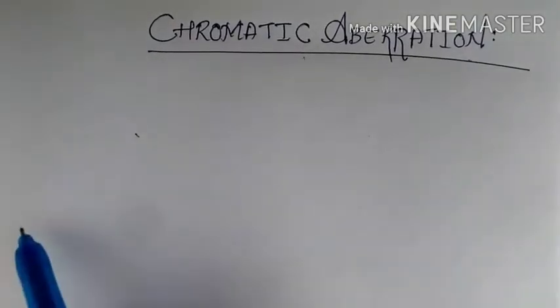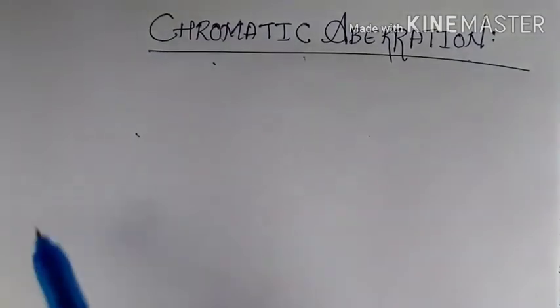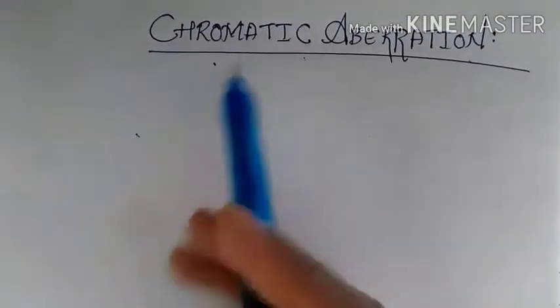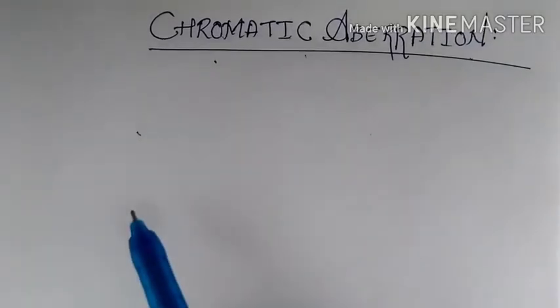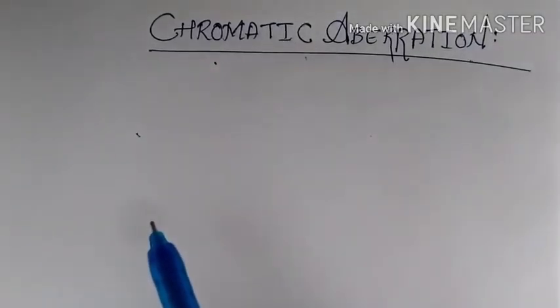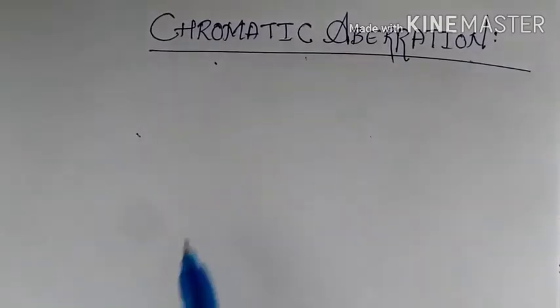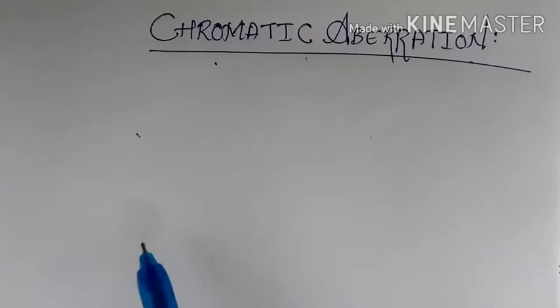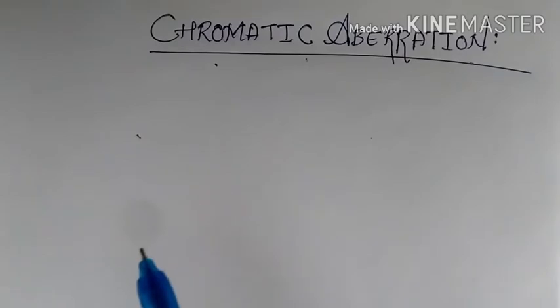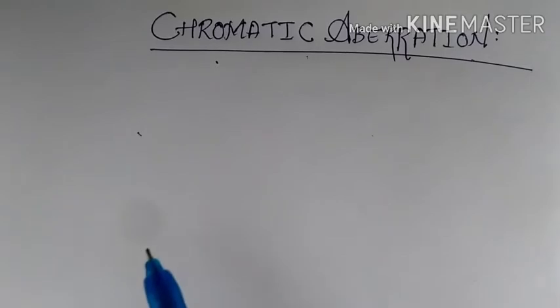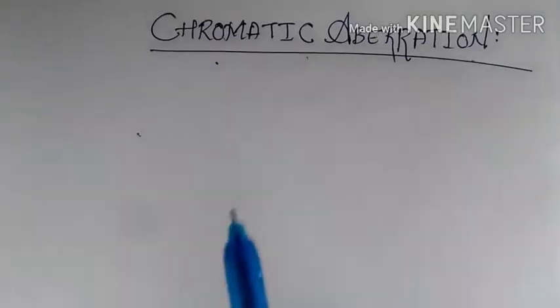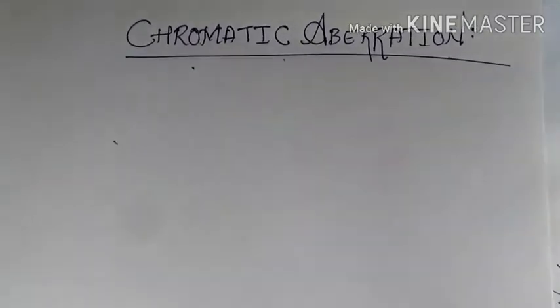So chromatic aberration means if you send polychromatic light or white light on the lens, then the lens will focus the light of different wavelengths at different points. For example, if you take white light coming from the sun, this white light has 7 different colors. All these 7 colors will be focused at different points on the principal axis due to the variation in the refractive index of the lens. That is known as chromatic aberration.